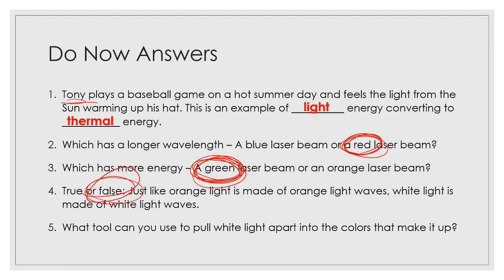And 5 is asking what tool you can use to pull white light apart into the colors that make it up. We learned that that tool is called a prism, that triangle looking thing that can turn white light into a rainbow by pulling the light apart.